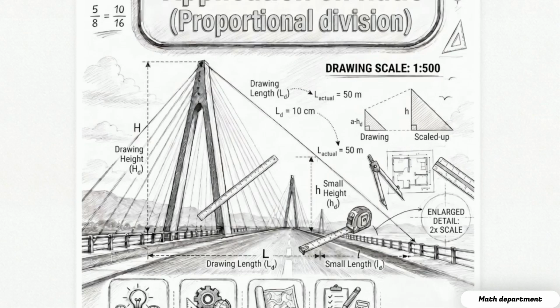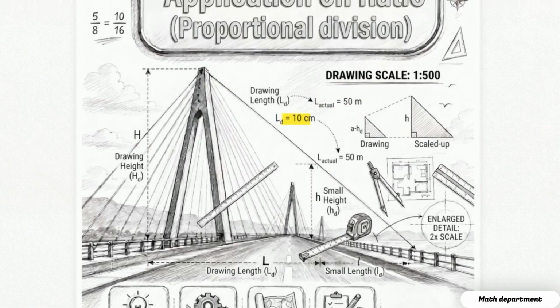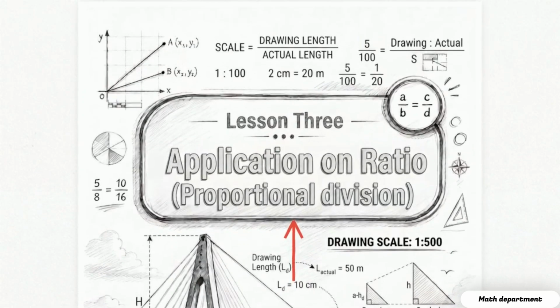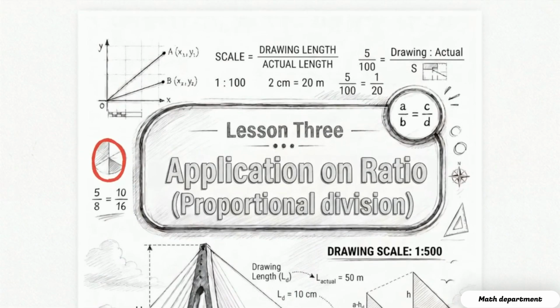This technical diagram shows how architects take a 50-meter bridge and shrink it to fit on a 10-centimeter page using a 1 to 500 scale. Proportional division applies this same logic to resources like land or money. It is the method of splitting a specific quantity into two or more parts using a defined ratio.